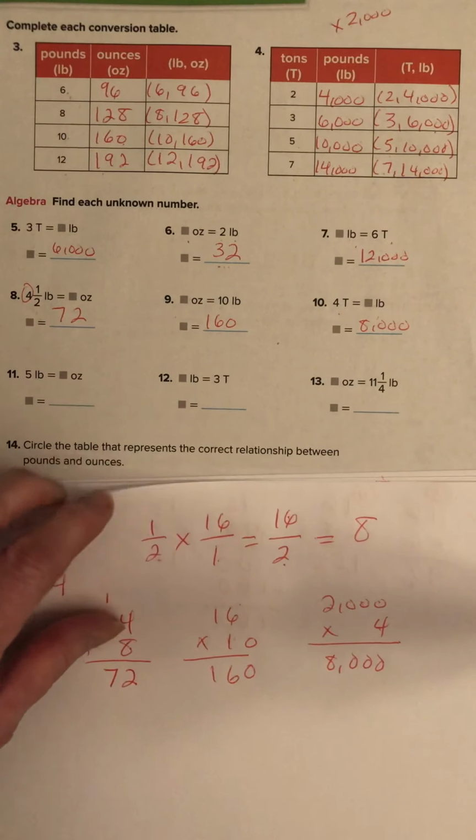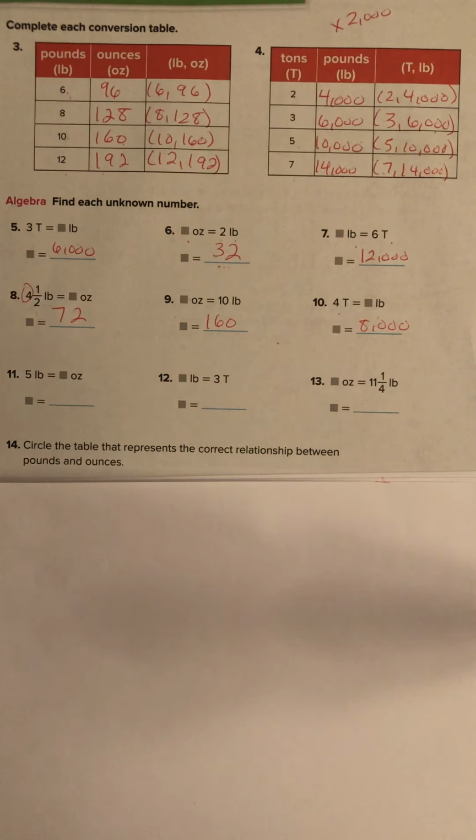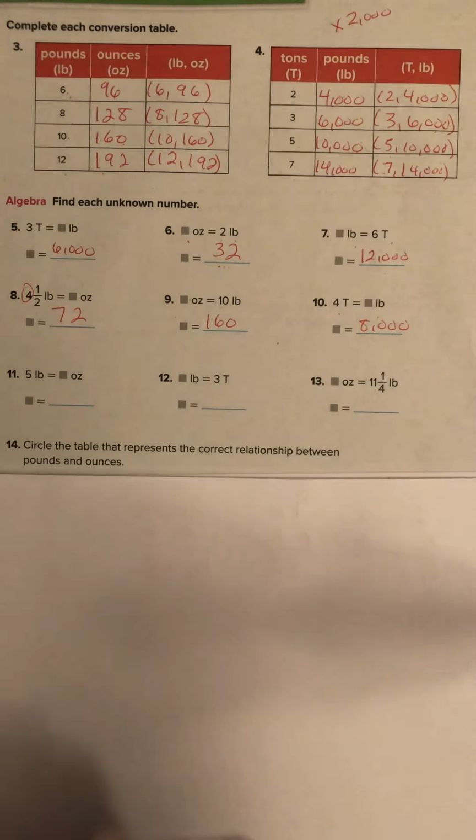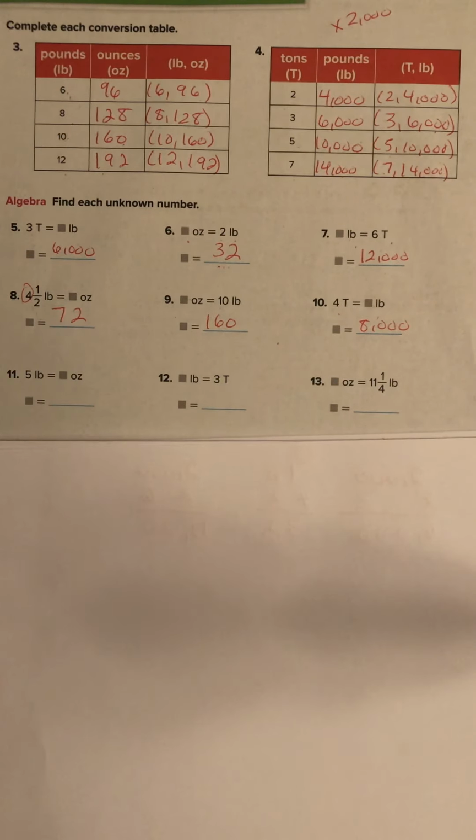Okay. Next one, they want us to go from pounds to ounces. And we have 5 pounds. There are 16 ounces per pound. So go ahead and try 11 through 13 on your own if you want to pause the video, and then hit play again and we'll go over the answers.